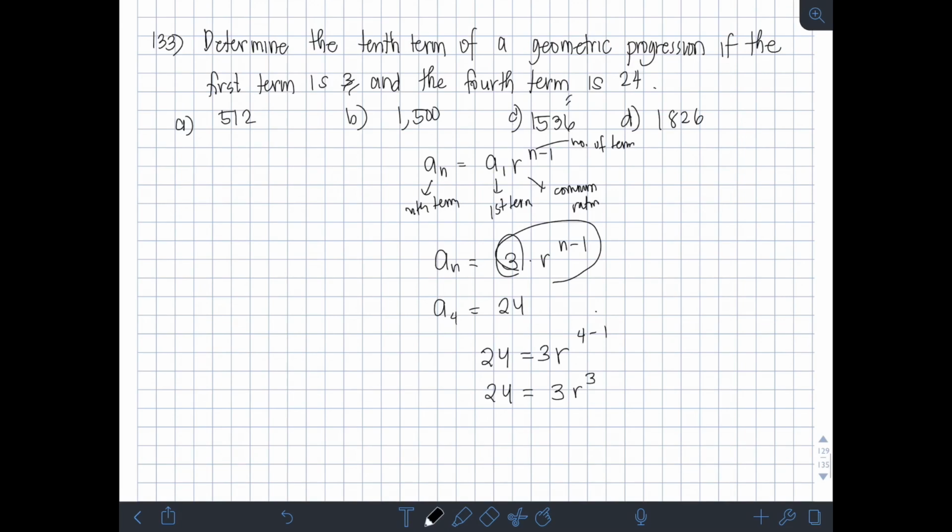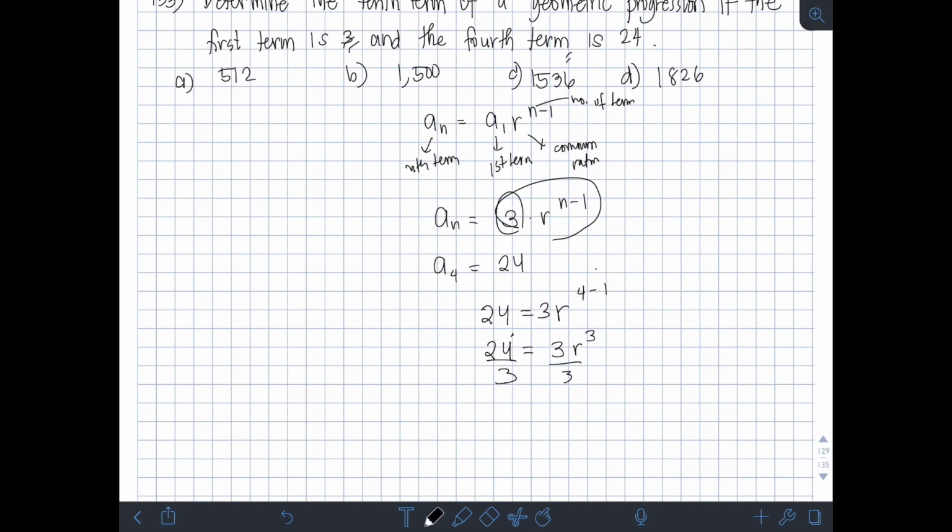So, meron tayong 24 is equal to 3 times r raised to 4 minus 1 is 3. Ngayon, solve natin yung r para may common ratio tayo. So, divide both sides muna by 3. So, we have 24 divided by 3 is 8 equals, cancel si 3, r cube na lang. So, pwede nating hanapin yung cube root of both sides. So, cube root of 8 is 2 equals, so cancel na dito yung third power ni r, so r na lang. So, therefore, r natin is 2.